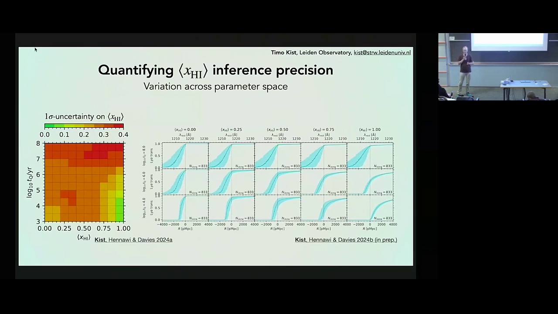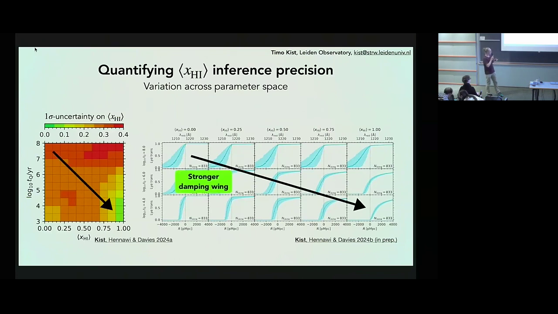And as you can see, there's quite a lot of variation, basically getting better the shorter the lifetime of the quasar and the more neutral the universe is. So basically, the stronger the IGM damping wing gets, as you can see on these simulated IGM transmission skewers.